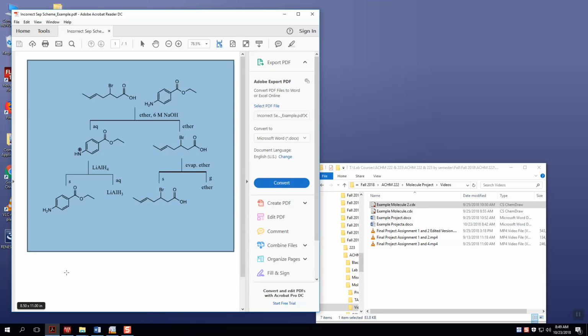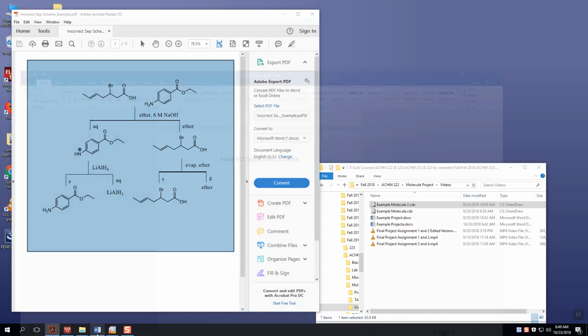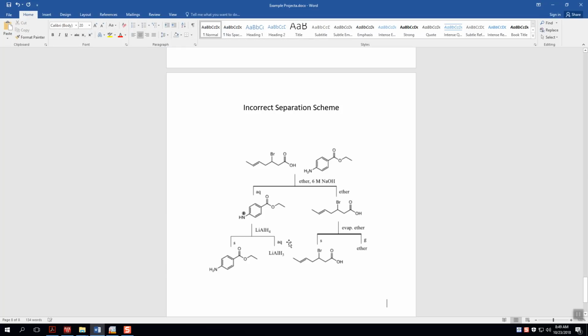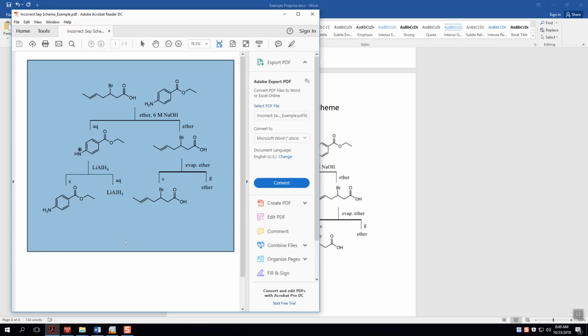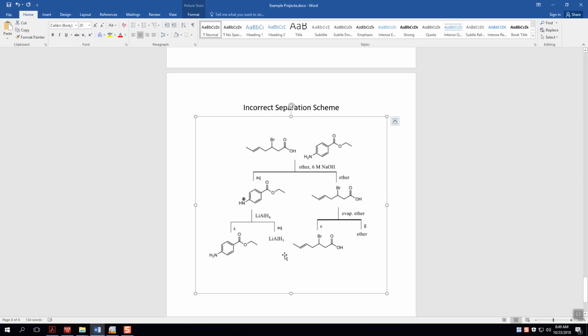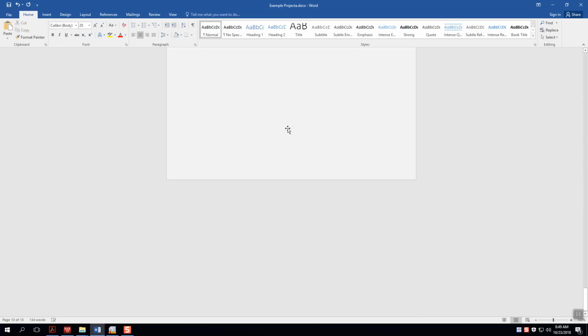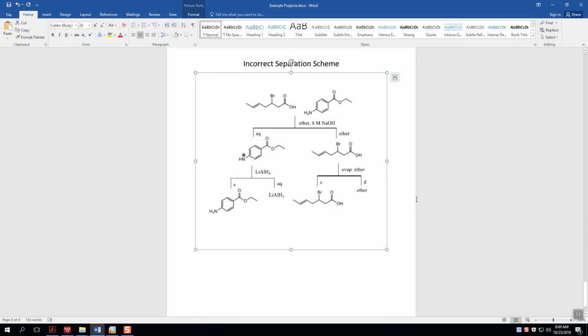Alternatively, if you really had to, you could take a picture of it with your phone and then import that picture into Word. It won't look quite as good if you do that. Not that it looks great here, but you can see that I have now added the incorrect separation scheme. When I take a snapshot in Acrobat, it copies it to my clipboard, and then I hit Control V to paste it here, or I could just hit paste. I don't need two of them, so I'm going to delete one, but that is basically that.